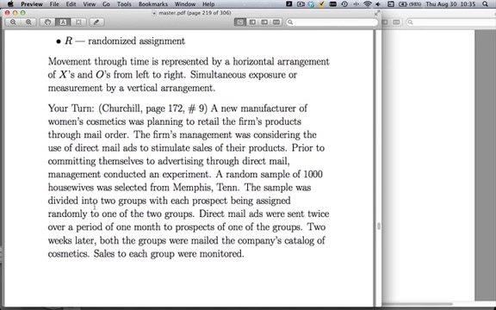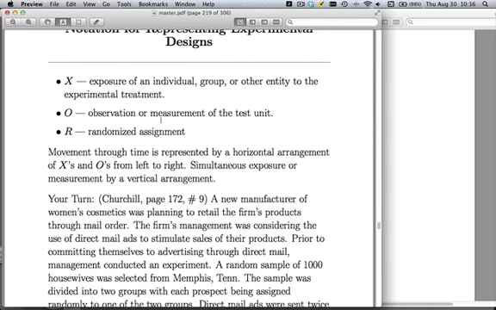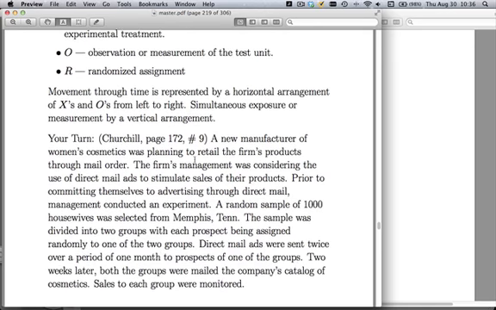The sample was divided into 2 groups, with each being assigned randomly to one of the 2 groups. Direct mail ads were sent twice over a period of 1 month to the prospects of one of the 2 groups. 2 weeks later, both groups were mailed the company's catalog of cosmetics. Sales to each group were then monitored. Well, what I want you to do is to identify the X, the Y, and then diagram the experiment.